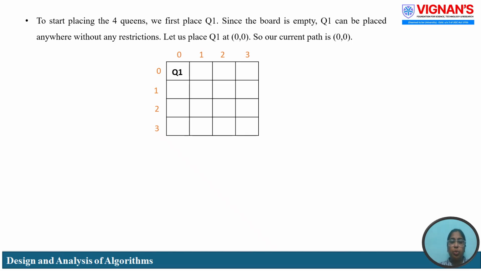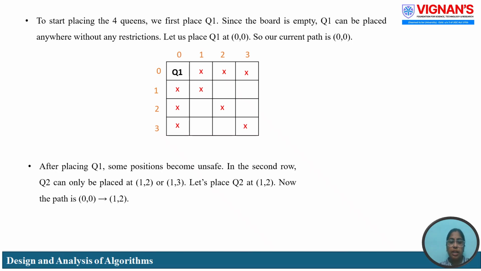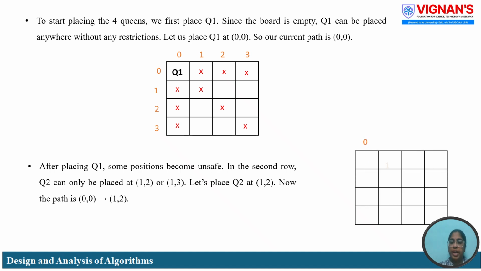Next, we try to block all the unsafe positions for placing the further queens. So we are blocking the row, column and the diagonal. Now we try to place another queen. After placing queen 1, some positions became unsafe, so we could not place queen 2 in those positions. Now we try to place queen 2.